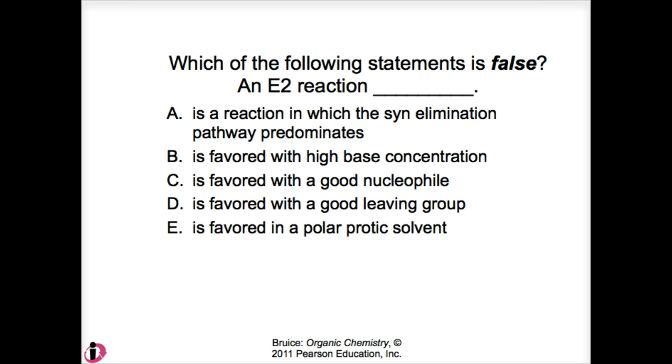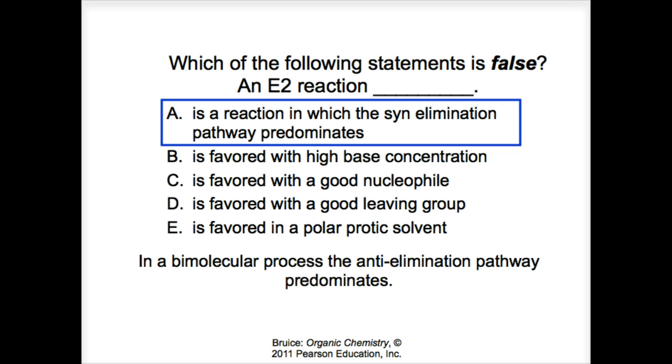Number three, third problem. Take a look at this. Which of the following statements is false? An E2 reaction. Okay, let's come back and take a look at this. Which of the following statements is false? An E2 reaction. So let's think about E2 for a minute here.